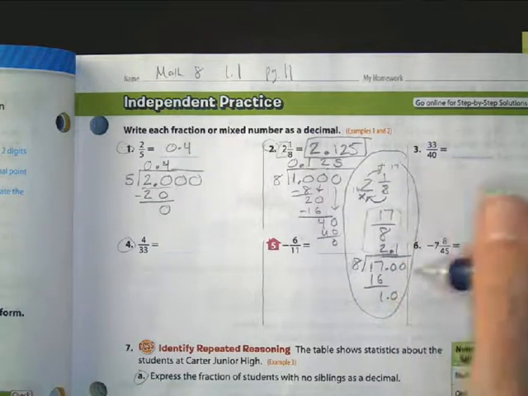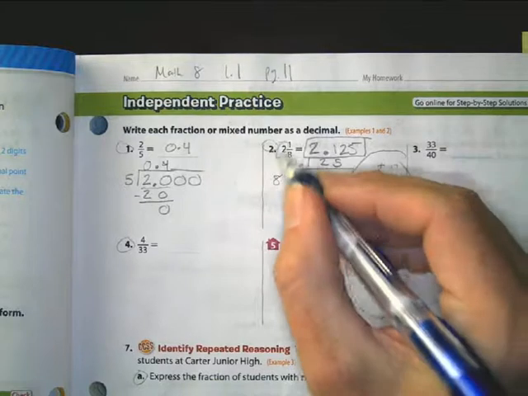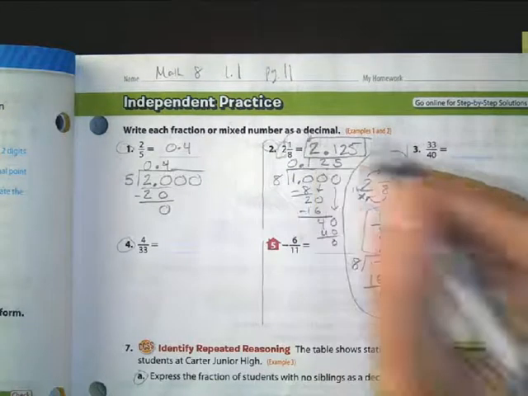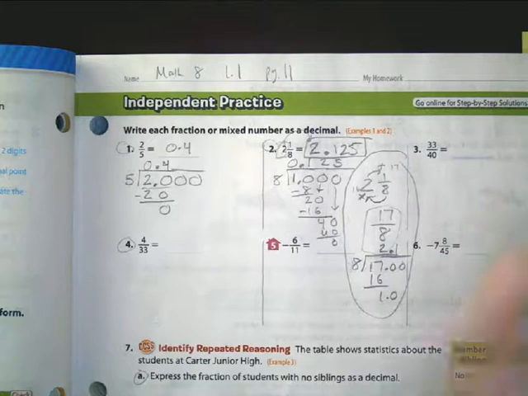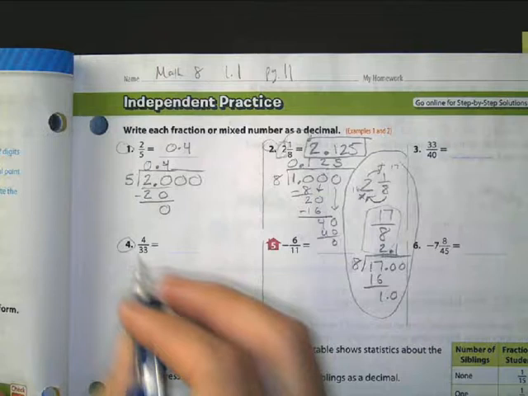You could do that. I just chose to recognize that that whole number will become my whole number here in my decimal term. So it depends on what your teacher wants you to do, but there's a couple ways of looking at that on that problem. For number 4, same type of idea.